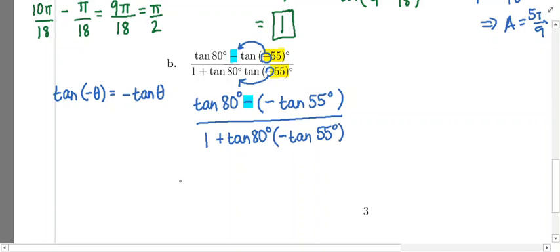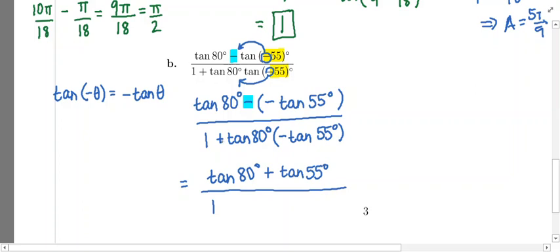If I simplify this, in the numerator we are subtracting a negative, so it's going to become the tangent of 80 degrees plus the tangent of 55 degrees. And then the bottom is going to be 1, we have positive times negative, so that's going to be 1 minus the tangent of 80 degrees times the tangent of 55 degrees. Now we're left with positive arguments, or positive angles.